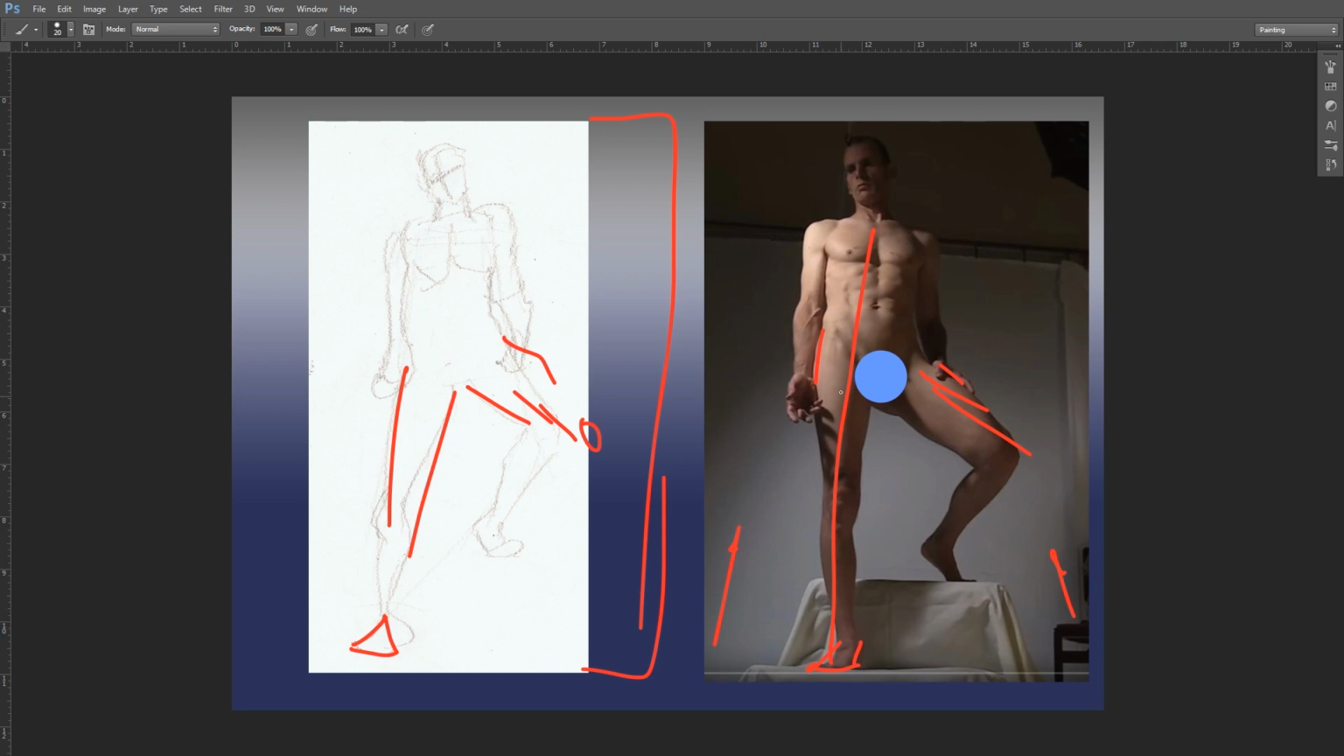And here I try to exaggerate a little bit more where the leg is at an angle. So it's an angle and almost he's just looking down to where his foot is pointing.